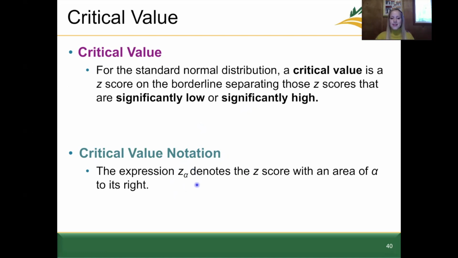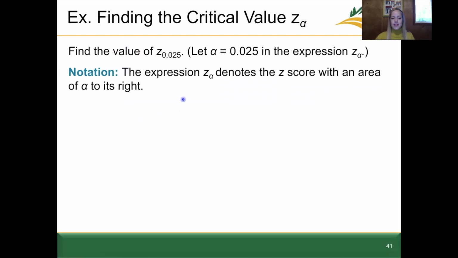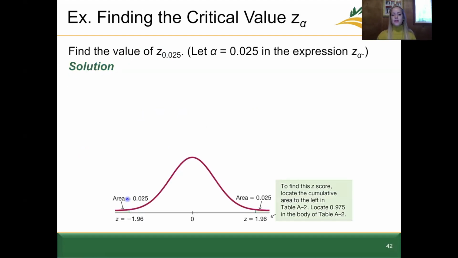We're going to use this notation in talking about the critical values and about significantly low or significantly high values. Here's our example. Let's find the value of z subscript alpha, where alpha is 0.025. Remember the meaning of this notation: it denotes the z-score with an area of alpha to its right. Let's talk through the solution now.